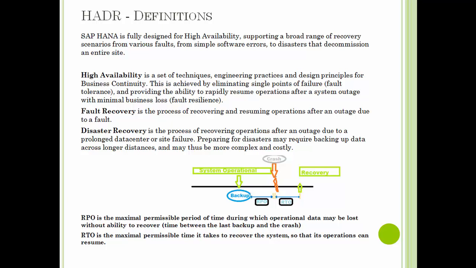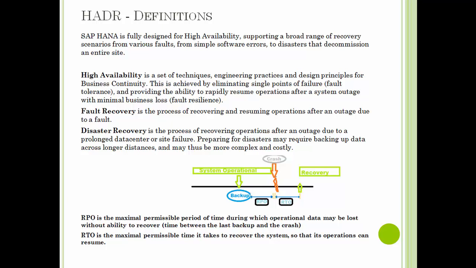So high availability is nothing but a set of techniques and practices which are followed to avoid any sort of single point of failure and thus provide continuous availability of the system to support the business without having much business loss and with minimal amount of time. So at any system outage, we implement these high availability techniques to recover the system from this outage as fast as possible.